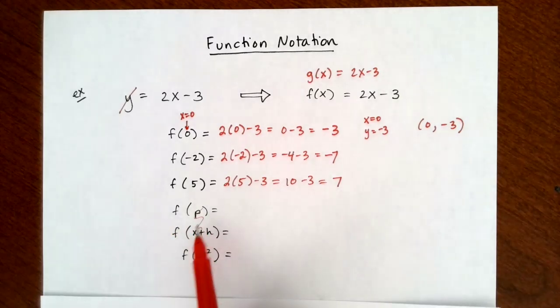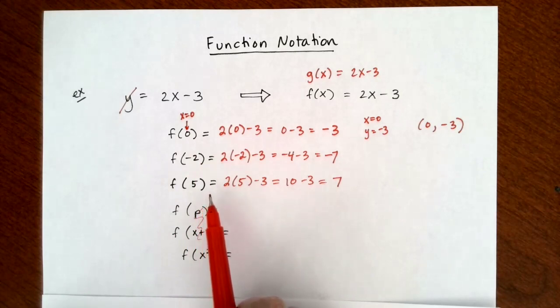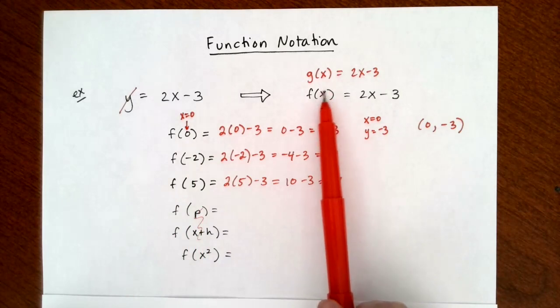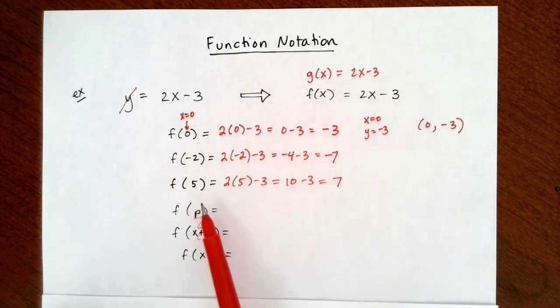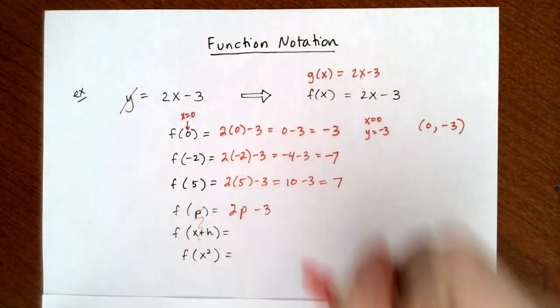F of p. Why would you want to do this? We don't really have a reason yet, aside from it's part of the problem. My point with these last three, though, is just that you can use function notation to plug anything into anything, and it still kind of works the same way, even though it's a little bit less intuitive to our brains than these first few examples. So this f of x notation, this just means f of whatever is 2 times whatever minus 3. So if you're plugging in p, you can just do 2p minus 3.